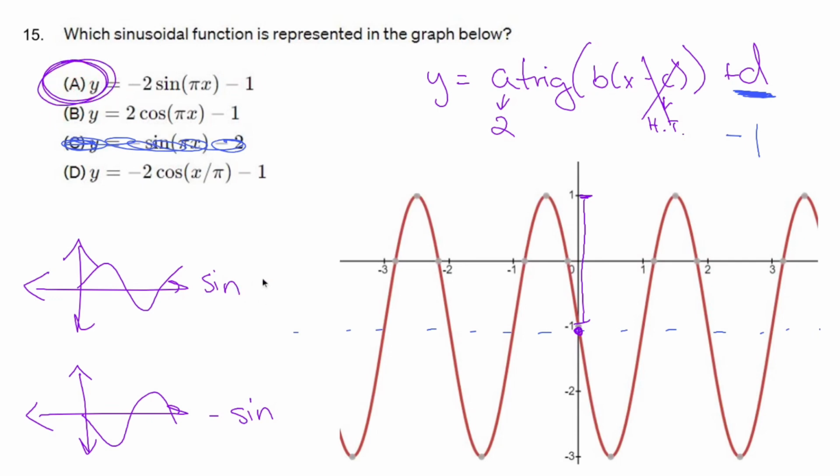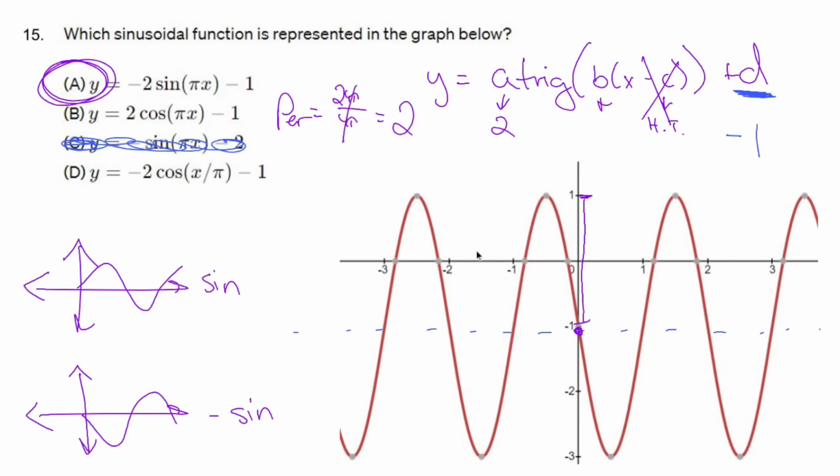Now let me make sure that I'm good and make sure that the frequency is pi. Now b stands for the frequency. What the frequency gets you is, if you have the frequency of pi, the period is going to be 2 pi over the frequency. So in this case, my period is 2.